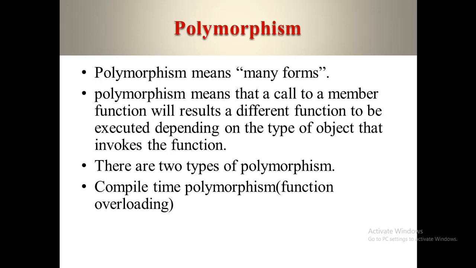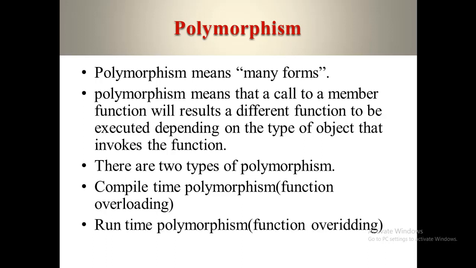Number one is compile-time polymorphism, which is also known as function overloading, and the other one is runtime polymorphism, which is also known as function overriding. So what is compile-time polymorphism, why do we call it compile-time polymorphism, and what is function overloading?